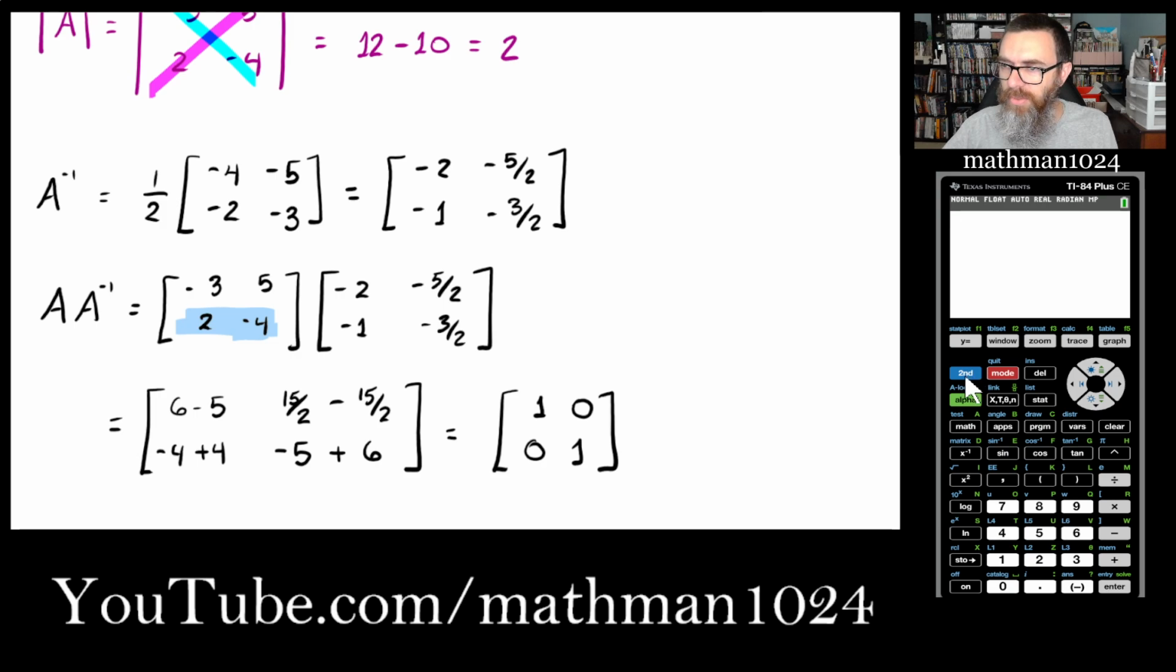So when I do matrix A inverse, let's just go ahead and convert everything to a fraction. There it is: -2, -5/2, -1, -3/2. It all checks out. Hip hop, hooray.